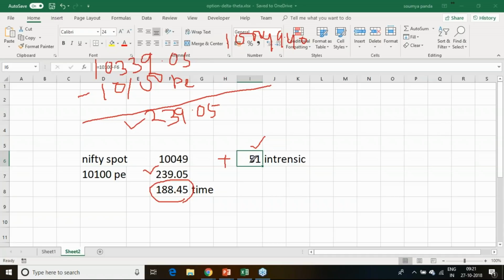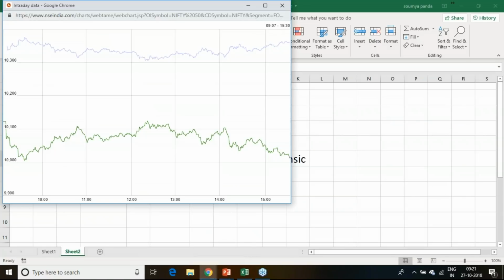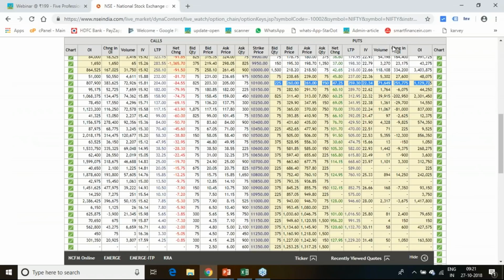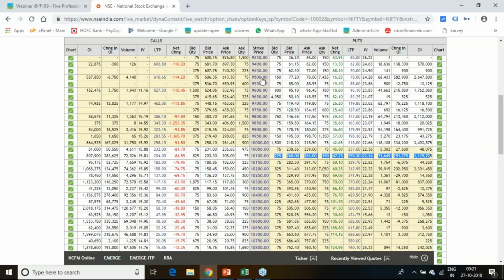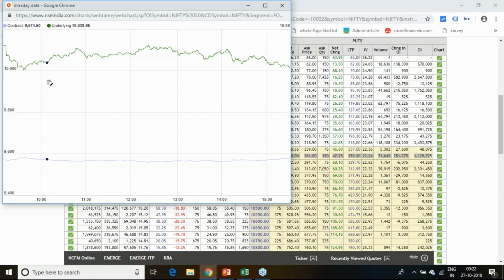If this intrinsic value is equal to 0, then it is an at the money option. If it is negative, then it is an out of the money option. So let me go for an out of the money option also. So this you have seen for 10,100. Now I am going for the 9,500 put option. I click here and the chart has loaded.